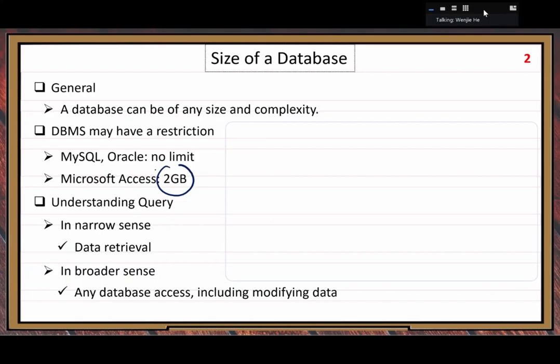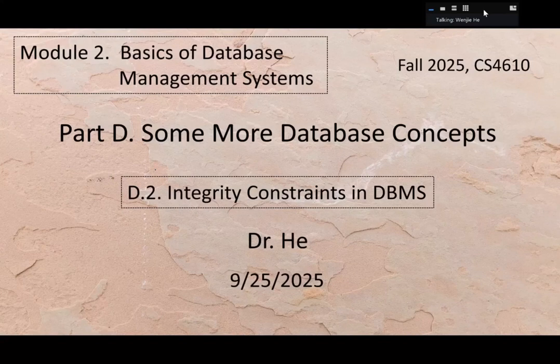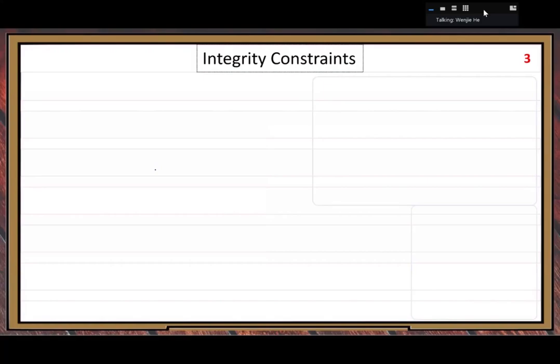So that's the size part. All right. Next, D.2, integrity constraints in DBMS. Now we need to look at how to define some simple constraints. Integrity constraints. There are several very simple integrity constraints.